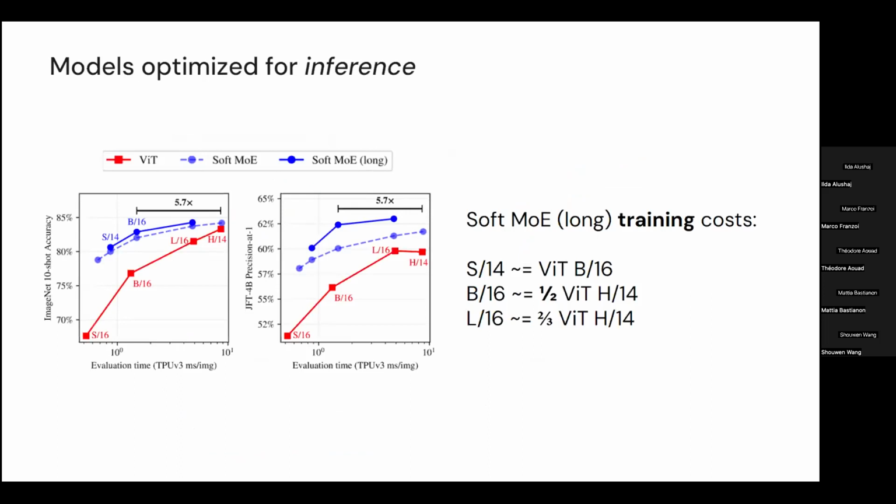So we train some soft MoEs for about the same amount of time or a little bit less time than their equivalent dense vision transformers. And we find that depending on the evaluation, either the model's better than all the dense models, or it's 5 or more times faster at inference time compared to a dense transformer. And this is something that we're really excited about.